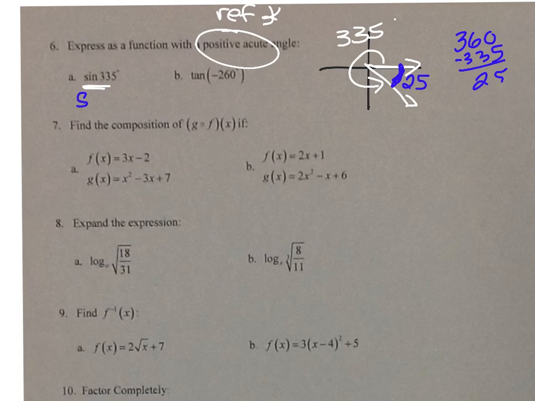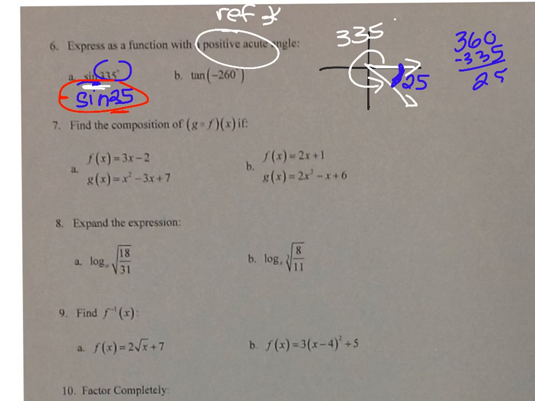So does that mean these are equal? Well, almost. Remember, 335 is in quadrant 4, and sine is negative in quadrant 4. 25 is in quadrant 1, and sine is positive in quadrant 1. So they're the same but opposite right now. To make them the same, you have to make the sign negative. So the answer is negative sine 25.